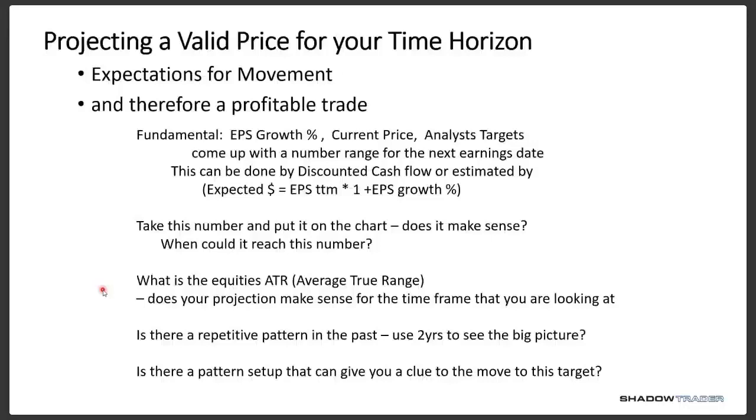Let's do this. Projecting a valid price for your time horizon. Expectations for a movement and therefore a profitable trade. How do I pick out where this stock can go? Where do I get my number? Do I get it from thin air? You can get it from analysts, or you can do this. You can take the earnings growth percent, its current price, analyst targets. You can come up with discounted cash flow, whatever. Pick a number for your expectation of price.